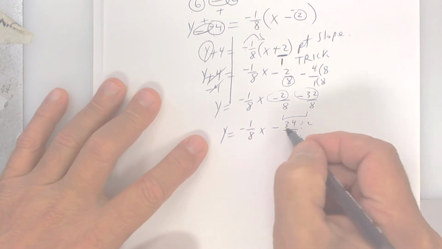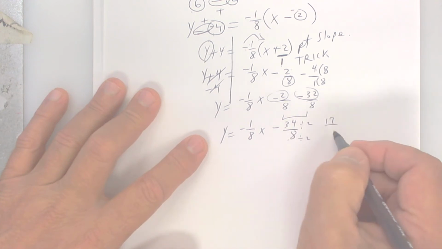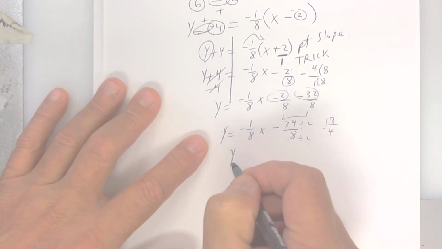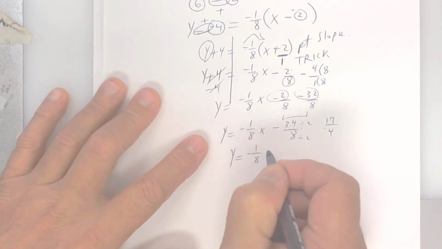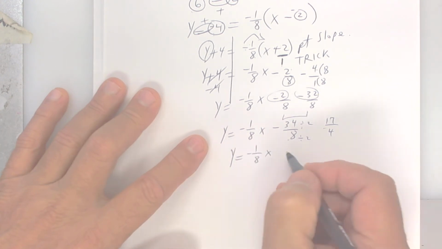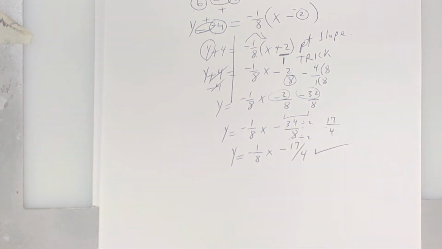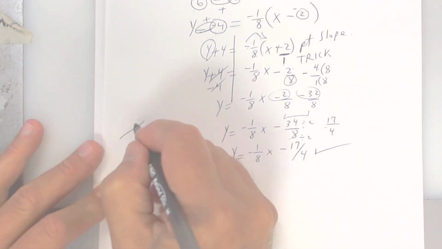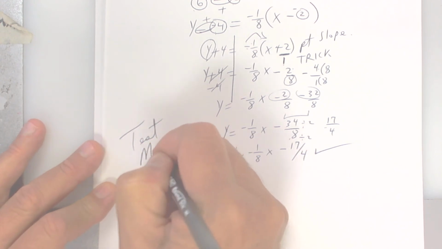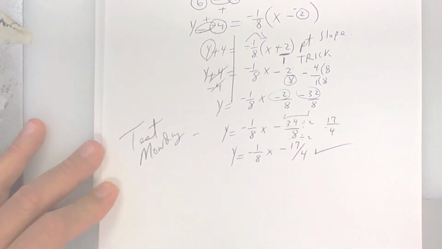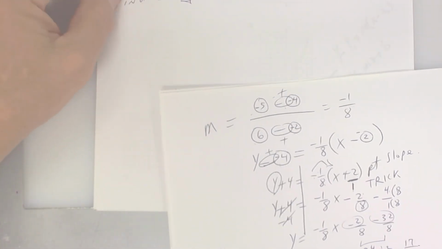So that's going to be 17/4. So y equals negative 1/8x minus 17/4. Make sure you know how to do that. Okay, remember your test is Monday. That's the plan. All right, let's keep moving.